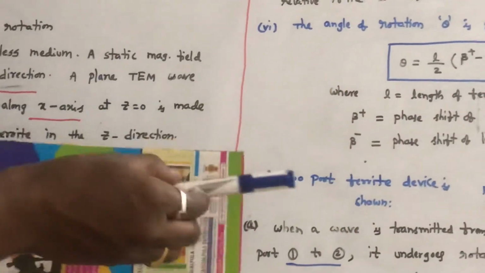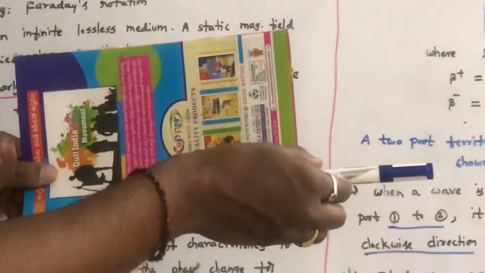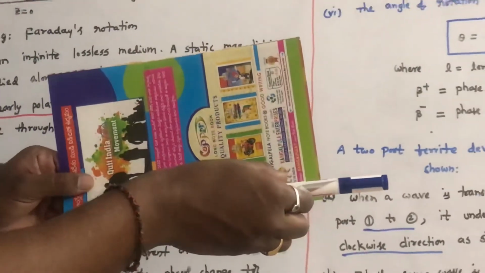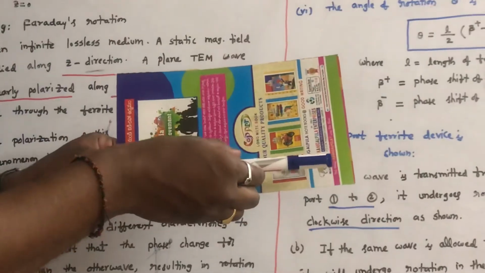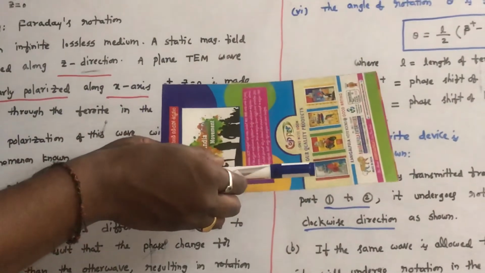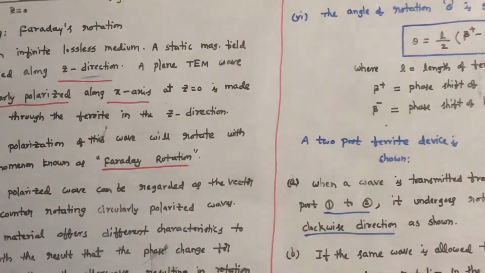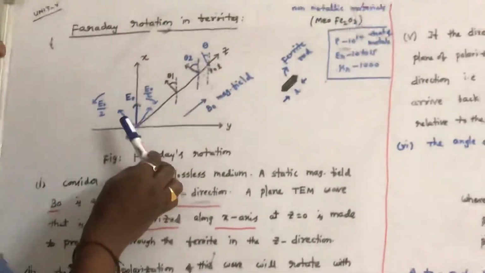Let us see again. This is the ferrite material. This is the vertically polarized wave. When this wave passes through this ferrite material, the plane of polarization of this wave changes with the distance. So that is called Faraday rotation. Simple definition. So that is what we have shown here.